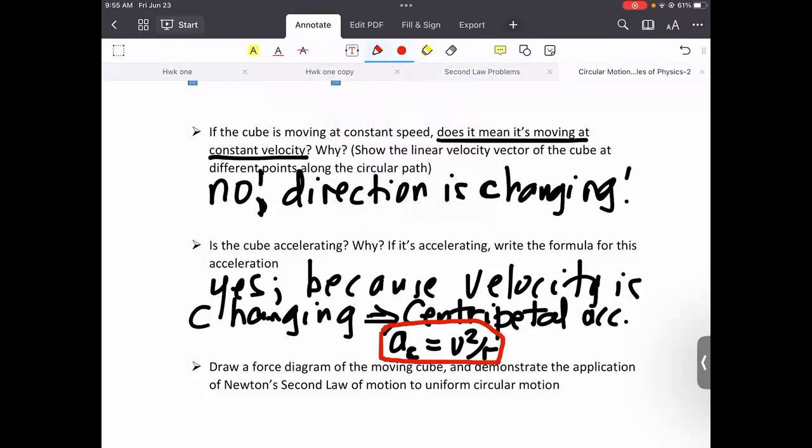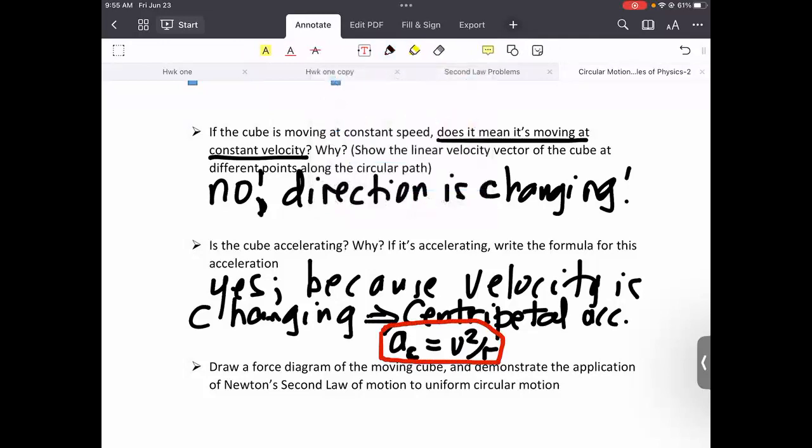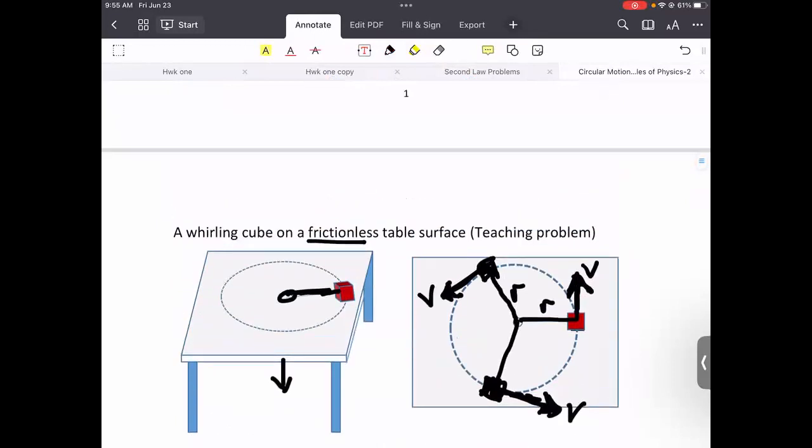By the way, the term centripetal means center seeking. You'll hear this term a number of times. When we say centripetal, it means center seeking. Let me write it here.